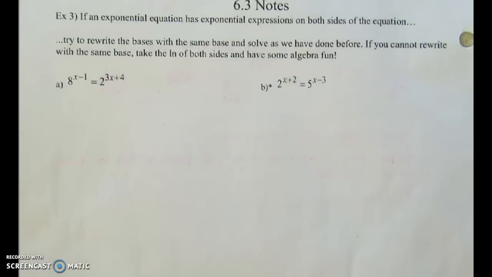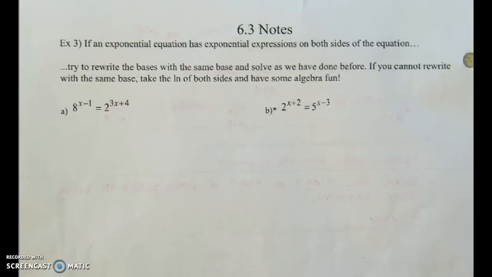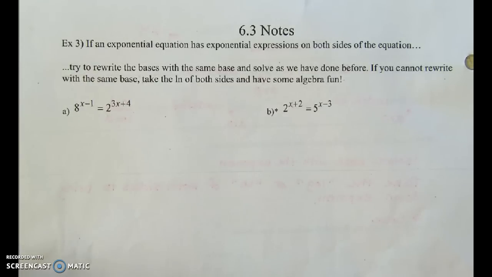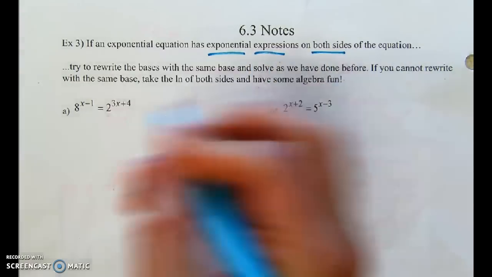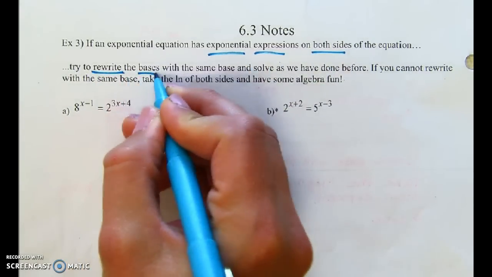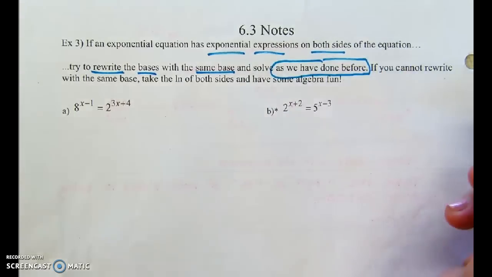New instructions here because we don't just have one base. Do you see how we have 2 bases? A base equals a base. If an exponential equation has exponential expressions on both sides, then here's what we're going to do. Try to rewrite the bases with the same base and solve as we have done before. We did this in the last chapter.